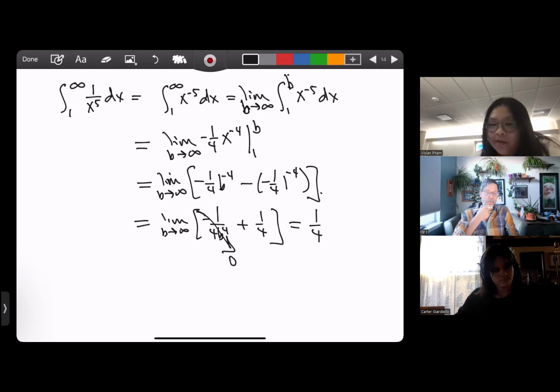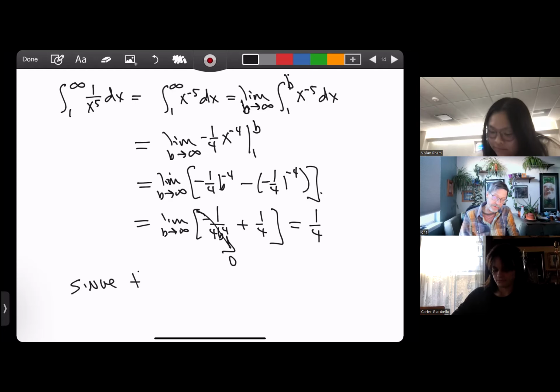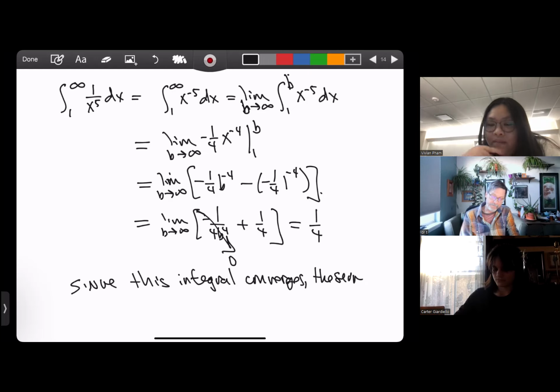Did you want to do more practice? Would it converge? Oh yeah, sorry, we got to finish it up. Thanks, Vivian. Yeah. So, since this integral converges, the series converges. Absolutely. So you just assume that the integral acts the same as the sum. Yes, absolutely.